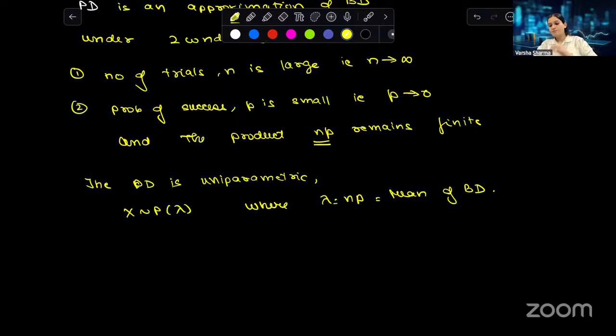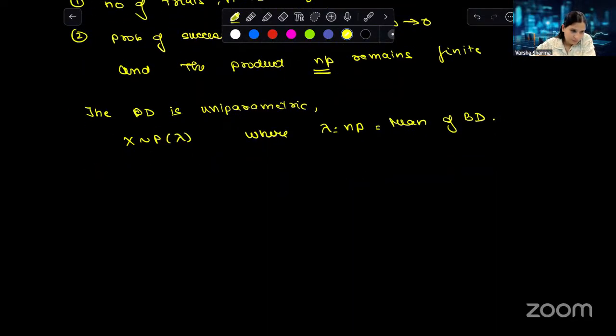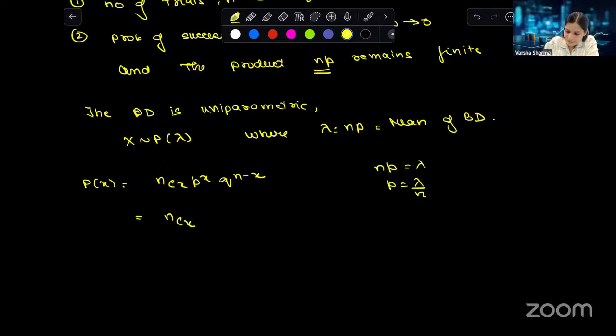Now, moving forward, the formula that we had for binomial: nCx p power x q power n minus x. We know that n into p is lambda. P can be written as lambda by n. Lambda is a finite value, a constant value. Q is 1 minus p.